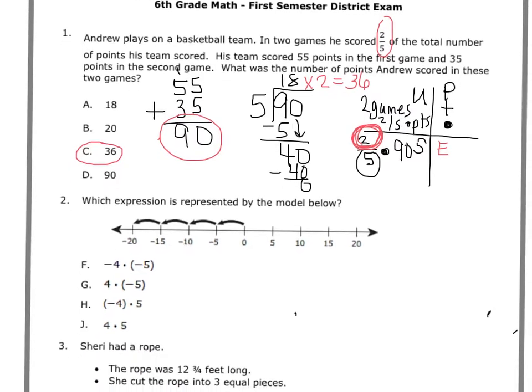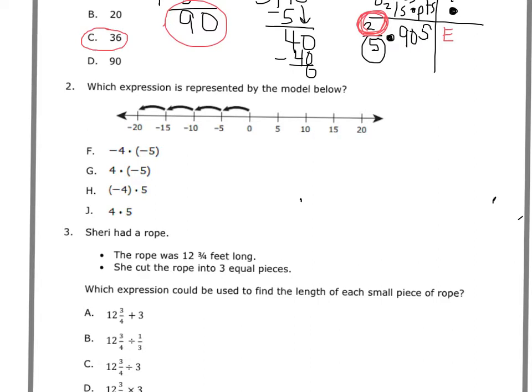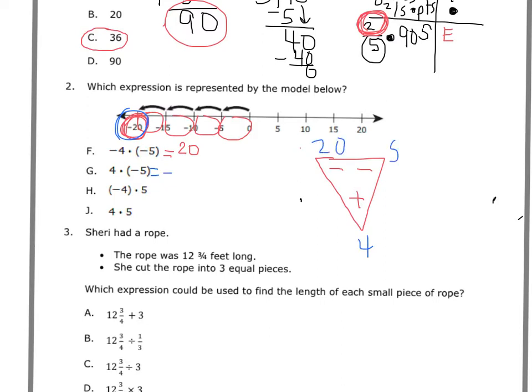Number 2, which expression is represented by the model below? Okay, each group here is -5. And how many times are we doing it? 4 times. So look where we ended up, at -20. Okay, we could use our little Dorito here to help us. -4 times -5, that's +20. This is -20. Our answer here is -20, and F's answer is +20. Okay, G's answer, 4 times -5, +4, -5 is going to give us -20. So it could be G.